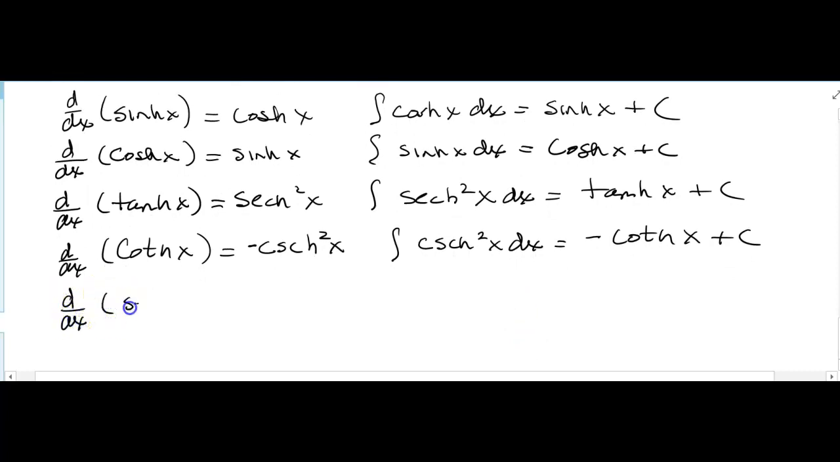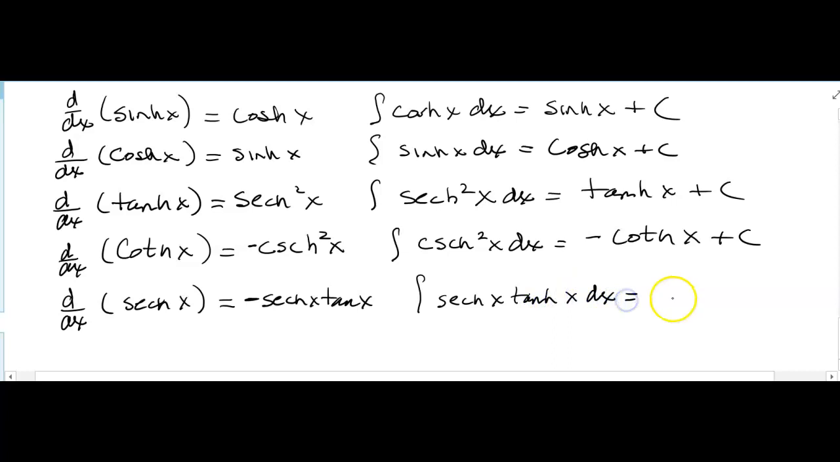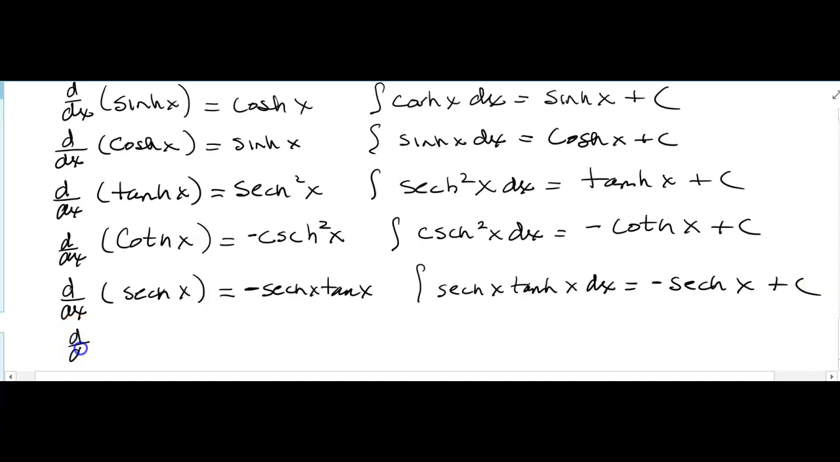d/dx of hyperbolic secant is negative sech x tanh x. And of course, the integral of hyperbolic secant times hyperbolic tangent is the negative. And the last one, of course, is hyperbolic cosecant of x, and that's going to be negative hyperbolic cosecant times hyperbolic cotangent.